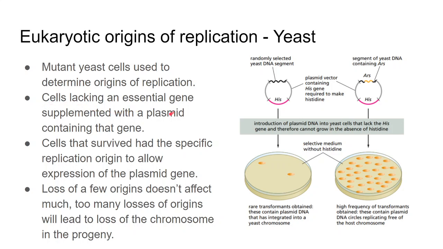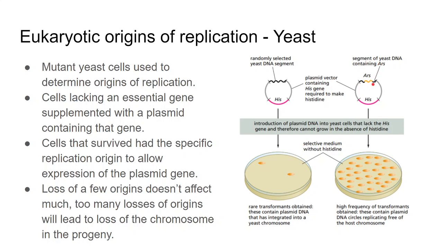So the cells lacking the essential gene are supplemented with a plasmid. So this gene is being supplemented because they lack the his gene. Cells that survived had the specific replication origin to allow the expression. So these ones survived. Therefore, whatever you added here must be important for the origin of replication. That's how their thought process was.